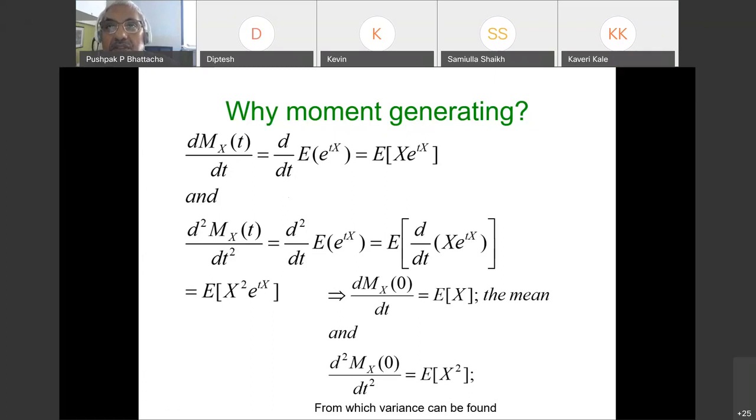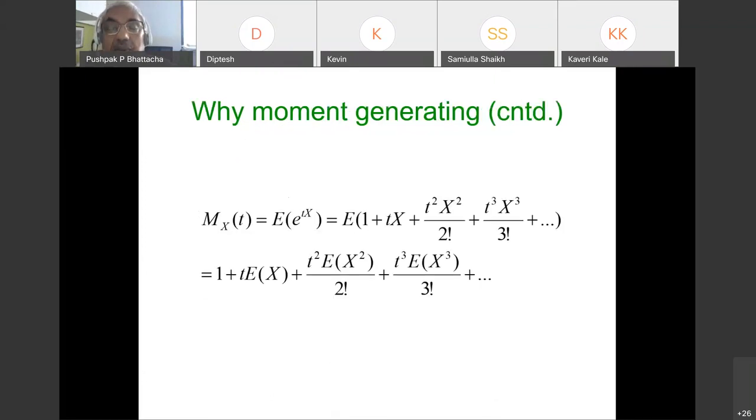Now the mean is called the first moment, and the second moment gives the standard deviation. The nth moment can be found this way. The third moment is called kurtosis, the fourth moment is called skewness. All this can be found from the moment generating function. That's why it is called a moment generating function, because you can get all these moments, which are the mean, standard deviation, etc. of the random variable.